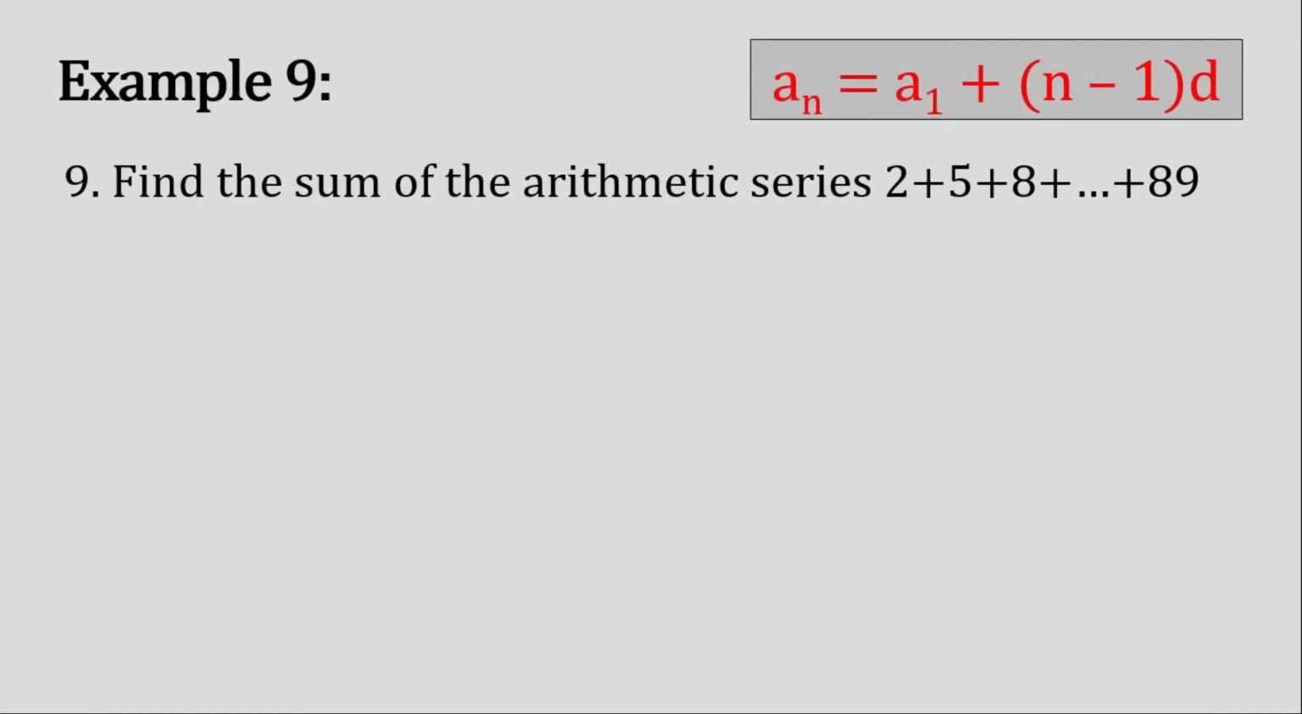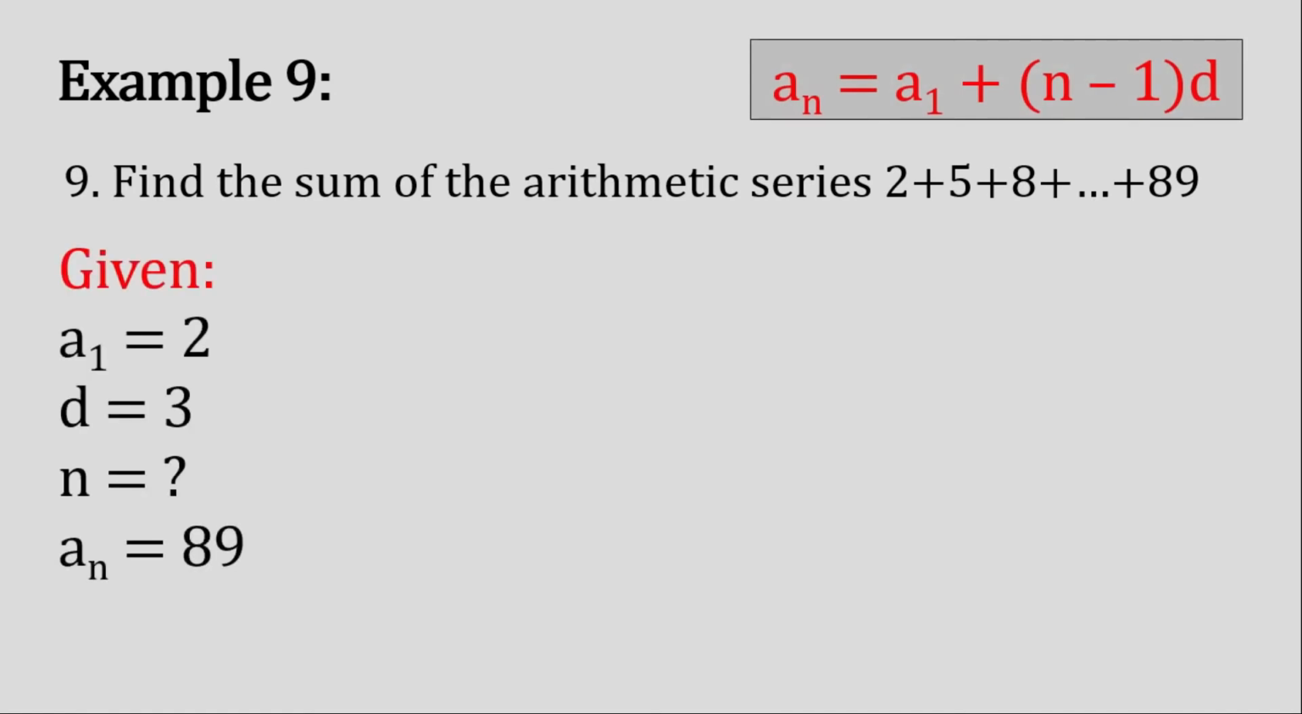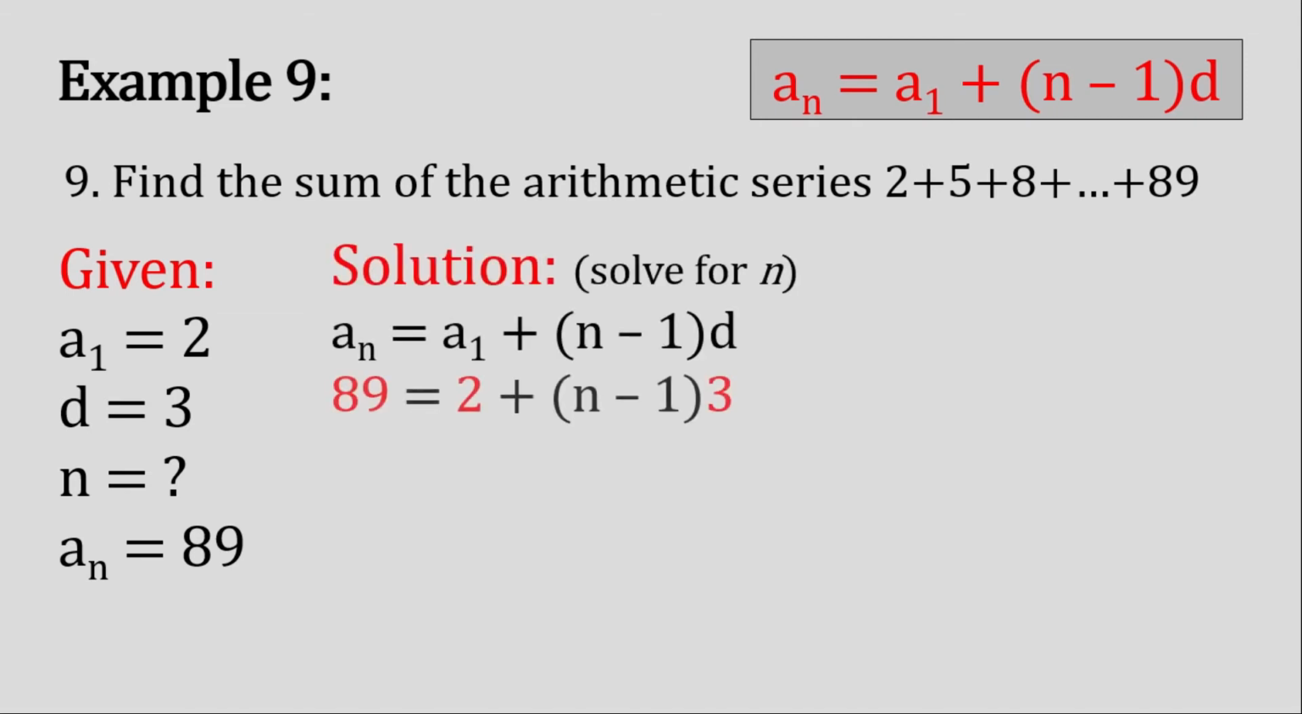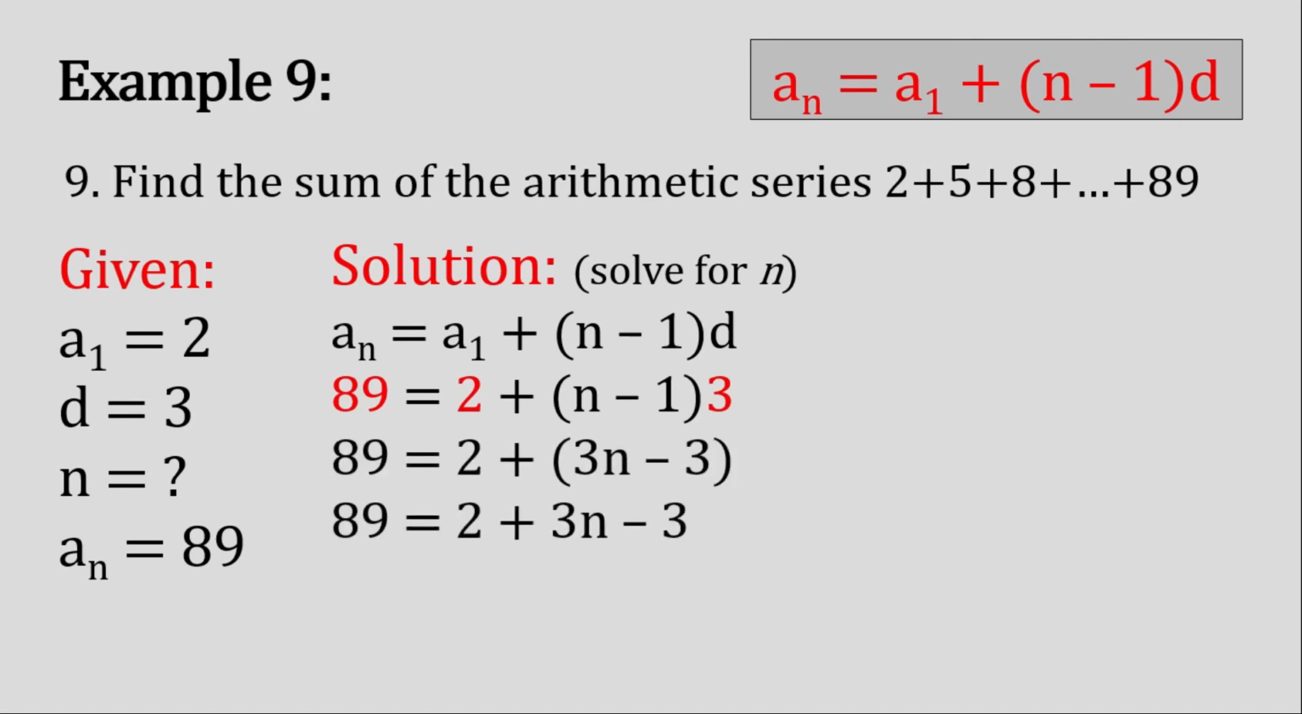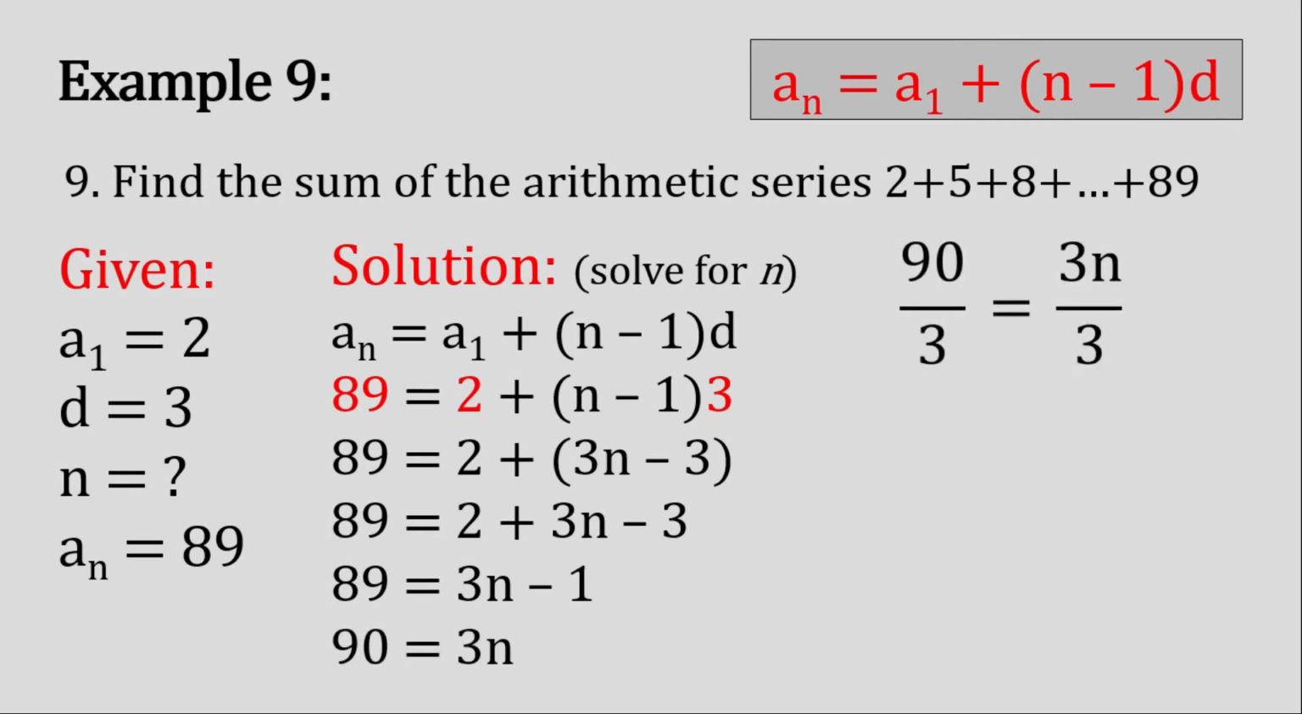For this example, we will use the formula for the arithmetic sequence to solve for the value of n. With the following given, a sub 1 is 2, the common difference is 3, and the last term a sub n is 89. So let's solve for n. Let's just substitute all the values that we have. Then combine like terms, then add 1 on both sides, then divide by 3 on both sides. So we can get the value of 30 for our n.